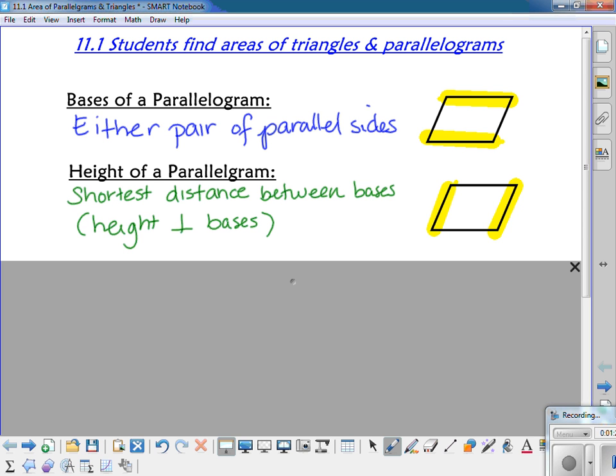So in the upper parallelogram, the height would look something like that. But in the lower one, if I'm using the sides as the bases, then my height's going to look something like that.